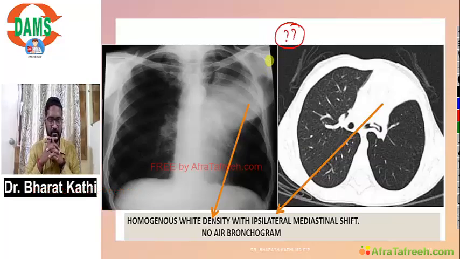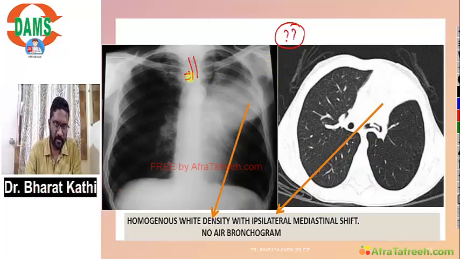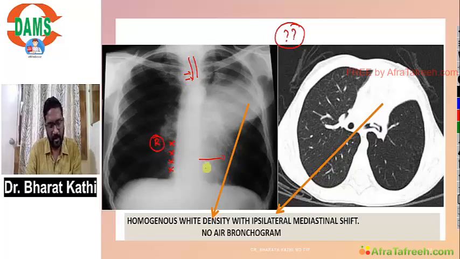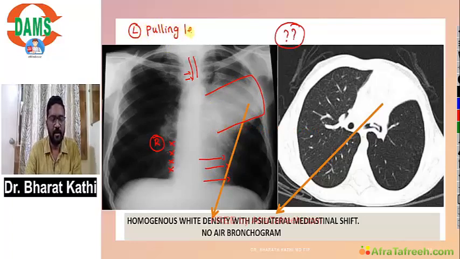Yes, what is the diagnosis here? If you notice, the trachea is going towards the left, and most importantly, the heart shadow. Nothing is on the right. Everything has been shifted towards the left, and there is a left density here. So this is a left pulling lesion. And what is the nature of the density?